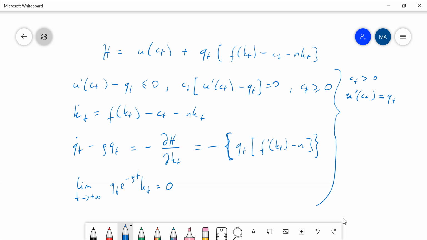Because that is the cost of violating this constraint, basically. And if I want to consume more today, I'm going to pay this price. I'm going to face this marginal cost, because instead of consuming today, I could have saved more for tomorrow, right? So that's the notion.